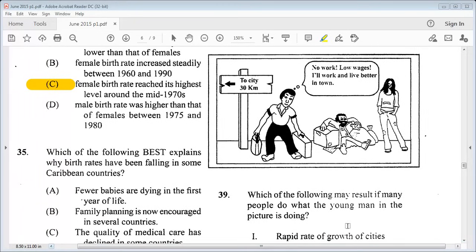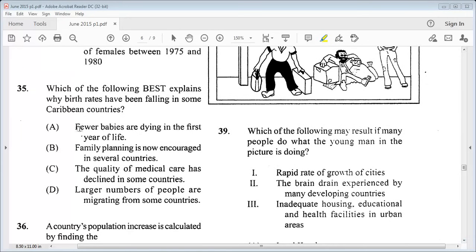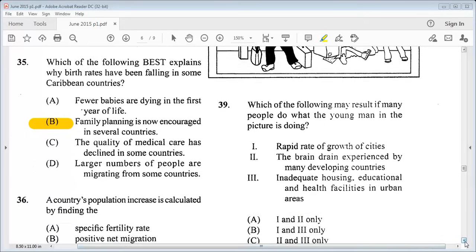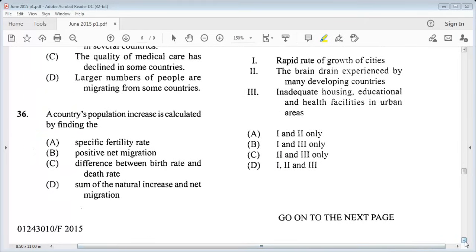35 says, which of the following best explains why birth rates have been falling in some Caribbean countries? Here we go. 35. B, family planning is now encouraged in several countries. B would be our answer. 36 says, a country's population increase is calculated by finding the, so we know it is D, the sum of natural increase and net migration. Let's go on to 37.